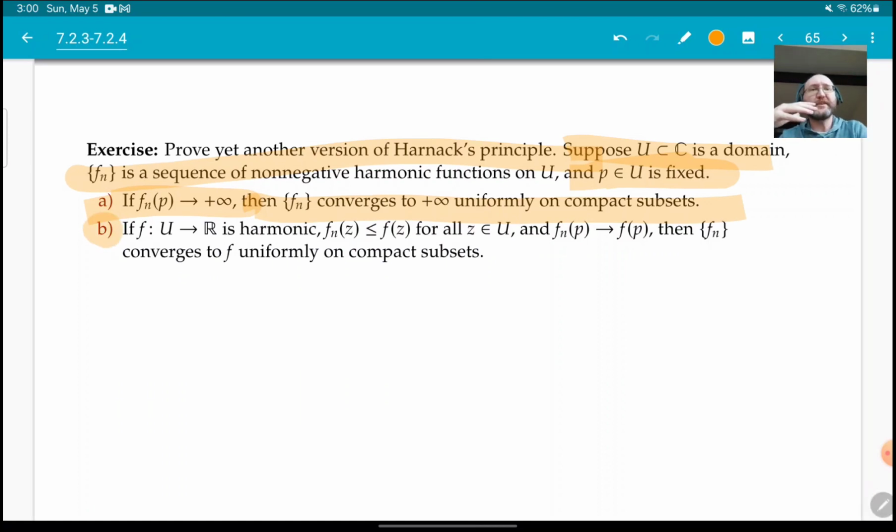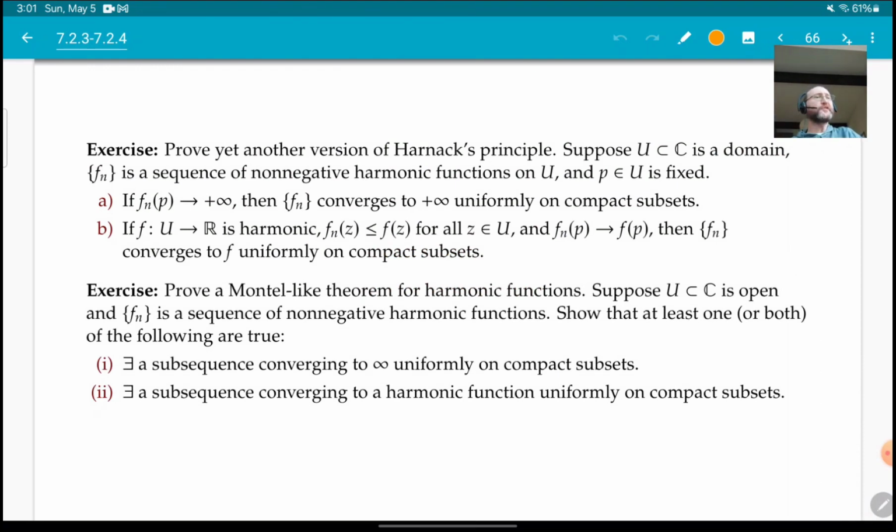B, if they're all bounded by a harmonic function f, and you go to the harmonic function at one point, so f_n goes to your upper bound at one point, then this sequence actually converges to f uniformly on compact subsets.